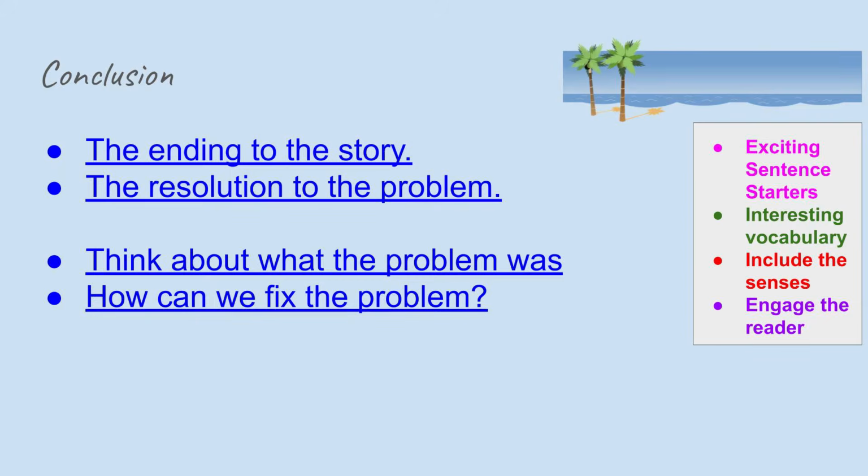So here are some things that we need to remember when we are writing our conclusion. It is the ending to the story, the resolution to the problem. We need to think about what the problem was and how we can fix the problem. I'm going to be using the planning bullet points that I did in part 2 of this little series, and that's going to help me write my conclusion.